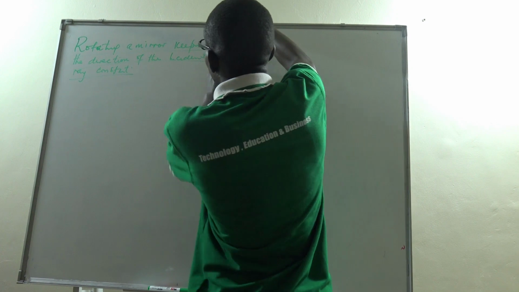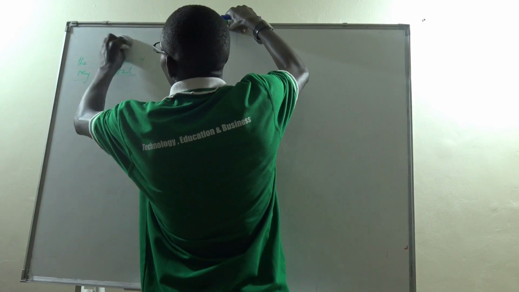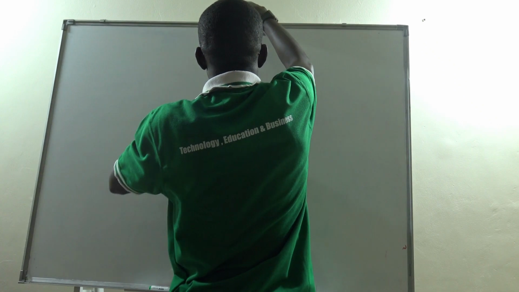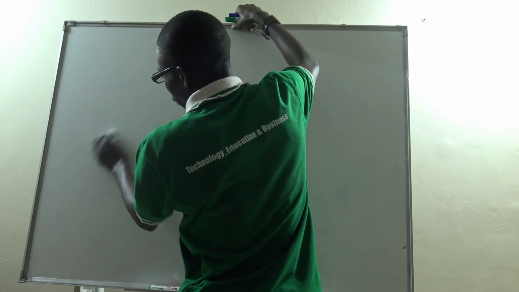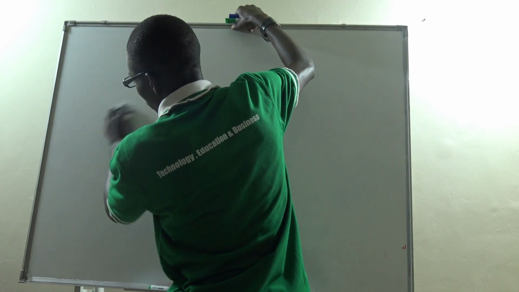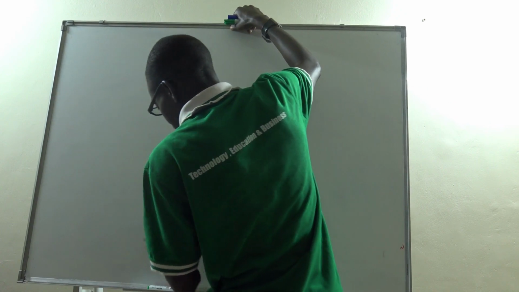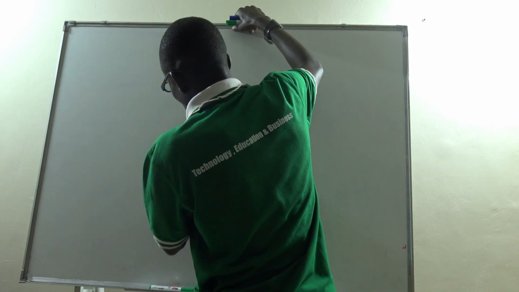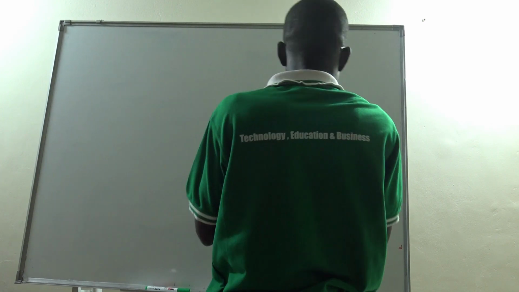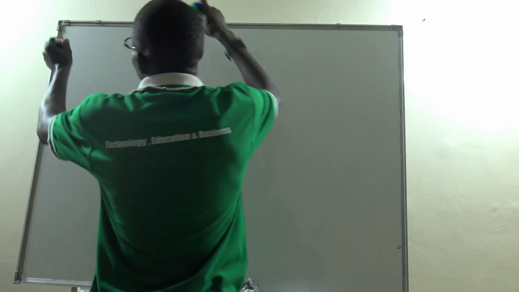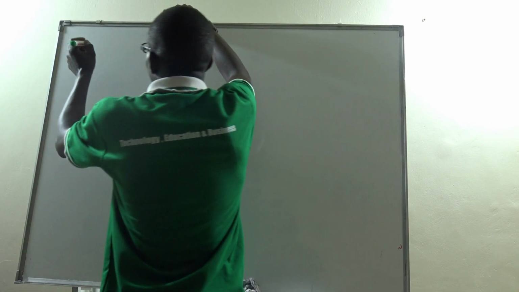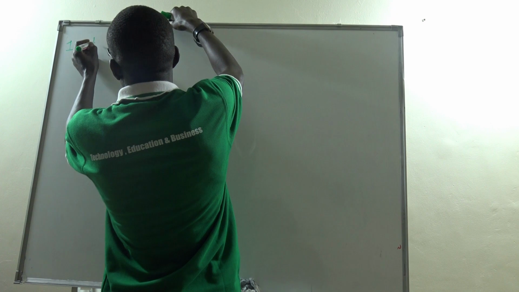The application of this principle, stating that keeping the source of the light constant but rotating the mirror makes the reflected ray shift through an angle twice the angle of rotation of the mirror. So number one, let's look at the sextant.